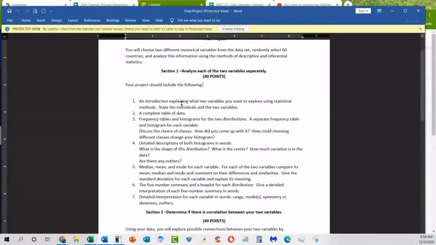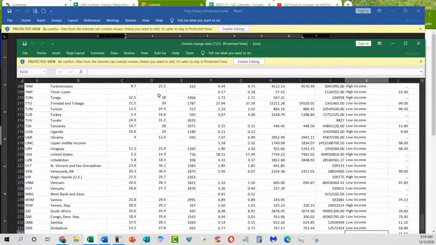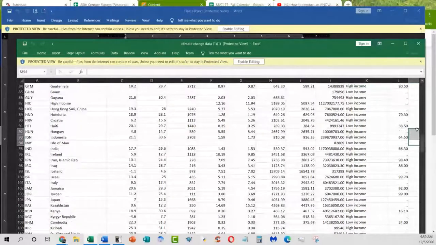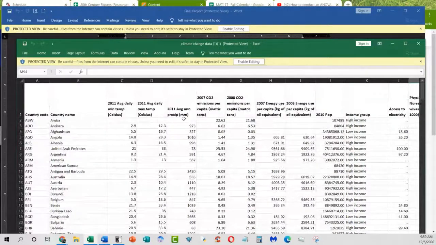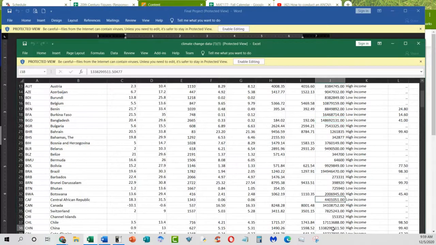So you're going to pick two columns and you need to get 60 pieces of data from those two columns. All right, 60 countries. Not every country has data for every little piece. The other thing I would tell you is to avoid population, just because you have countries like Aruba and countries like China, which have really, really big numbers. Obviously, this is old because this is 1.3 billion people.